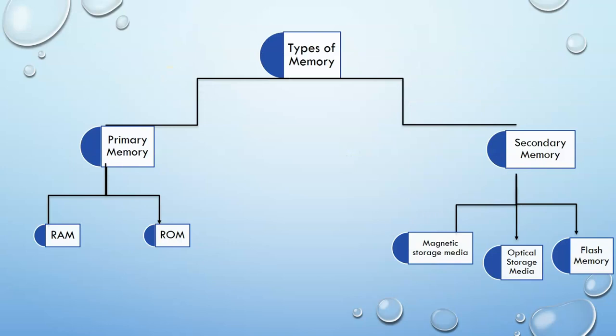Types of memories. There are two types of memory: primary memory and secondary memory. In primary memory, there are two types: RAM and ROM. In secondary memory, there are three types: magnetic storage media, optical storage media, and flash memory.